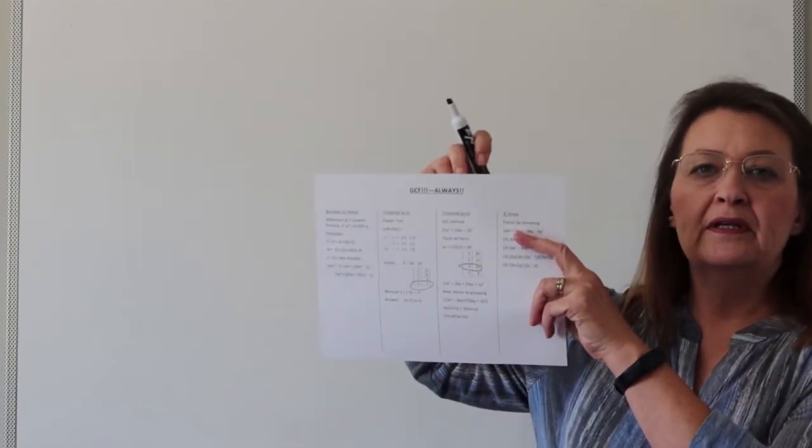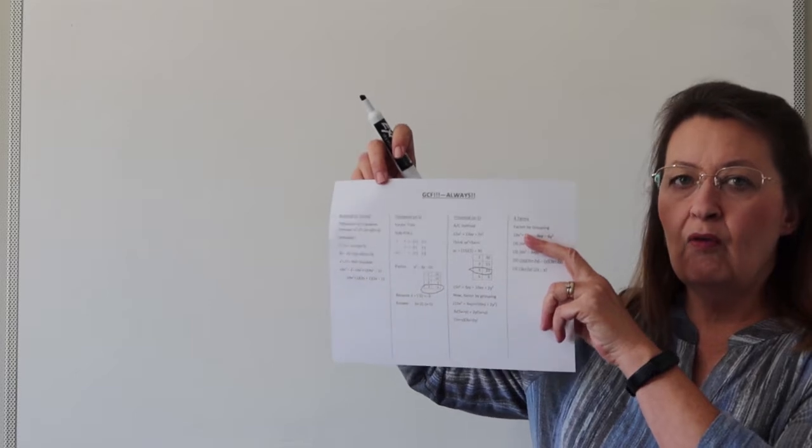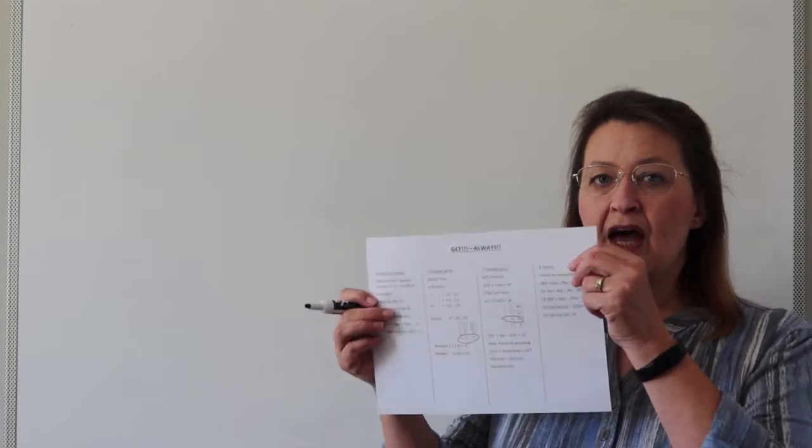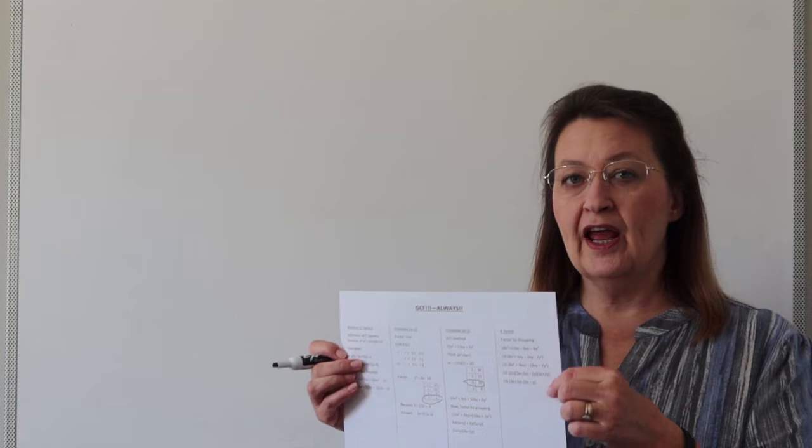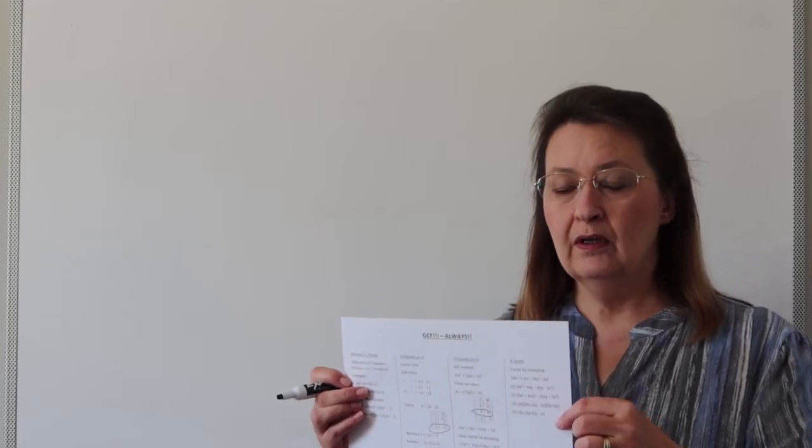Up at the top it says GCF always. When you get ready to factor, you must always take out a greatest common factor if it's there. There's not always one, but you need to always look for it. So look for it first and then go on. Now the next step in factoring is to count your terms. That's how you decide which one of these you're going to use. All you have to do is count your terms. You're going to have 2, 3, or 4.